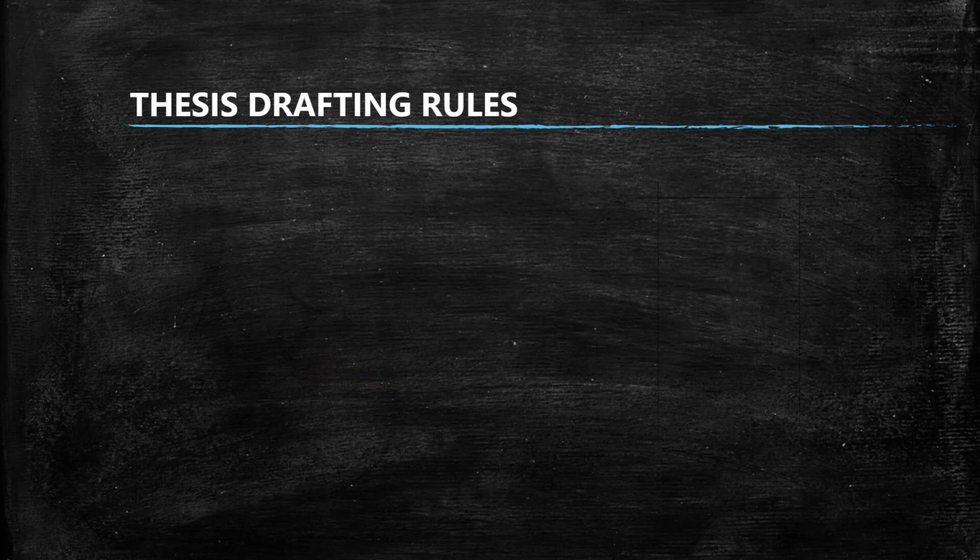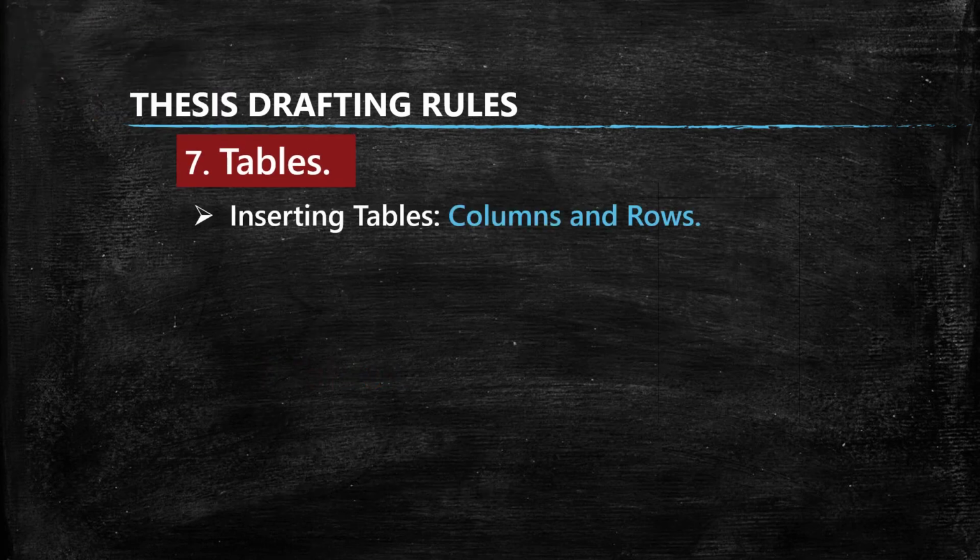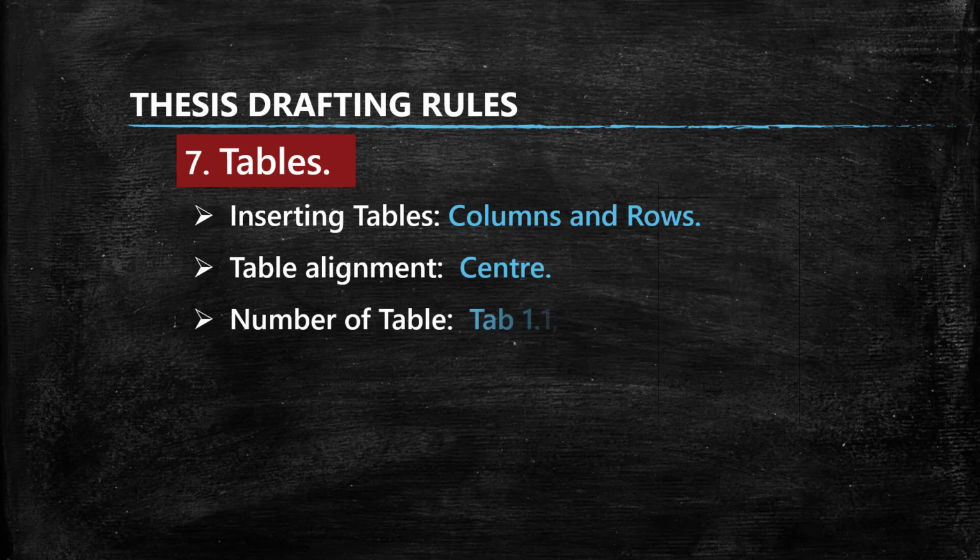So what are tables? Tables are column and row arrangements where you put statistical data. In our thesis we'll align the table to the center. And the numbering of the table, we are going to start from the chapter number. If it is chapter 1, we start with table 1.1. If it is chapter 2, we start with table 2.1, table 2.2. If it is chapter 3, we'll start with table 3.1, table 3.2, just like that.